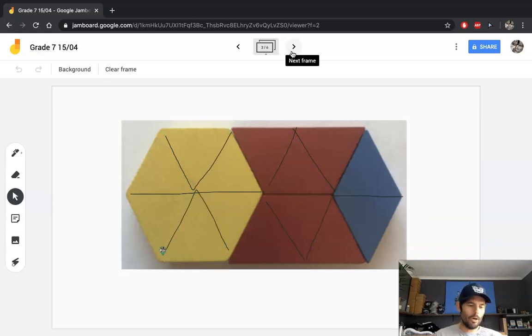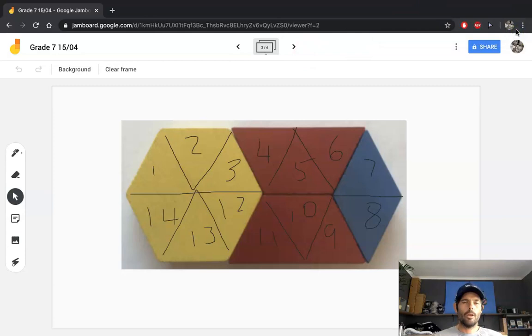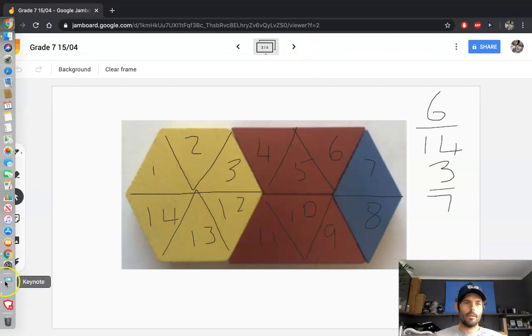Okay, now we've got 1, 2, 3, 4, 5, 6, 7, 8, 9, 10, 11, 12, 13, 14 triangles. Okay, and the yellow triangles make up 6 of the 14. So therefore that yellow is 6 over 14, which is the same as 3 over 7. Okay, great. Well done if you guys worked that out.